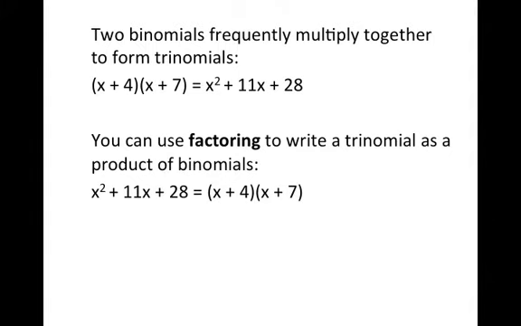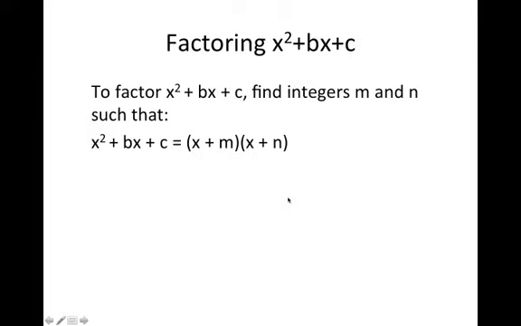You can use factoring to write a trinomial as a product of binomials. That's what factoring is. It's taking an expression and writing it as a product of its factors. So x squared plus 11x plus 28 is equal to x plus 4 times x plus 7. So x squared plus 11x plus 28 is the simplified form. x plus 4 times x plus 7 is the factored form.